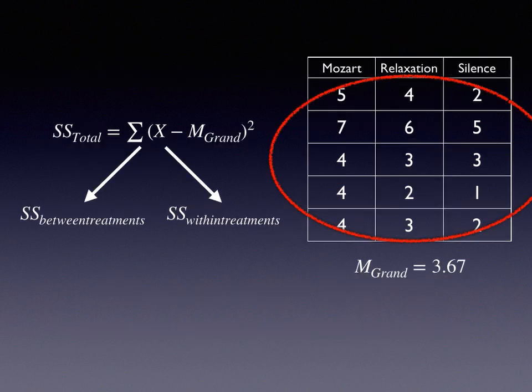And if you know sum of squares total, you can then get within treatments sum of squares by subtraction, because between plus within equals total for sum of squares.